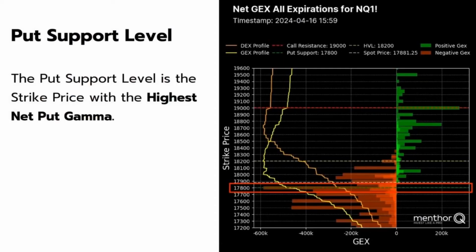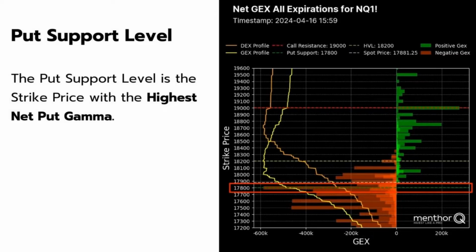All right. So today, obviously, the focus is looking at the put support. So again, what you see right here is our net gamma exposure chart that you can find within Discord. And we're going to show you why this level is very important and why it becomes a reaction zone. But first, let's go over what the put support level is. The put support level is a strike price with the highest net put gamma. Here you can see it's highlighted, and here you can see the widest red bar. So that represents the put support level.